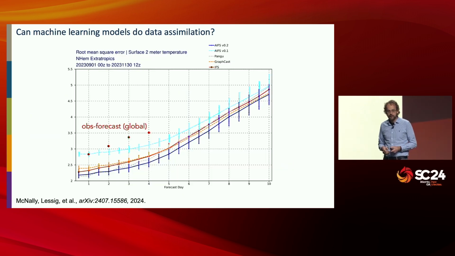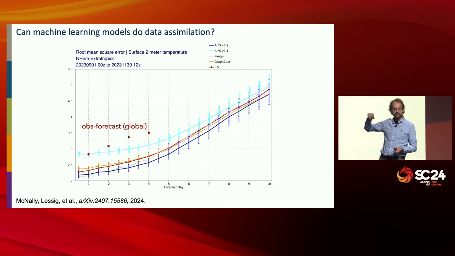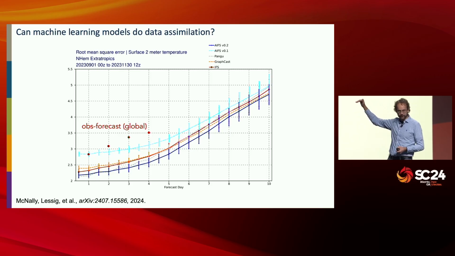And results are getting there, in a sense. So this is a forecast error plot that I've shown you before with all the different lines for the different models. And the red dots are now our forecast errors that we get if we do the data assimilation with the machine learning. They're still higher than the lines, so still worse. But these dots are quickly going down over time.